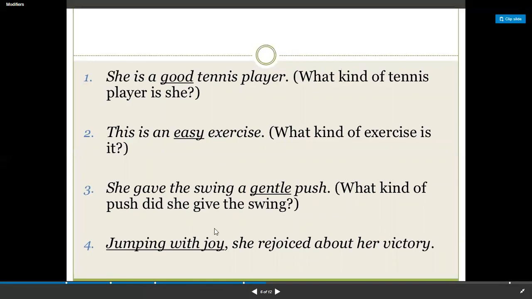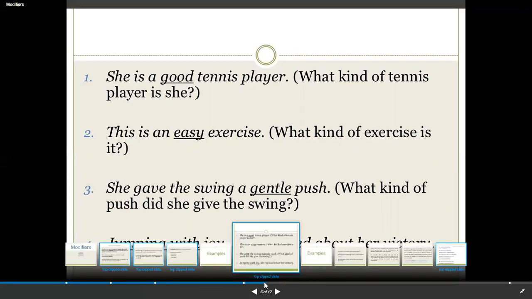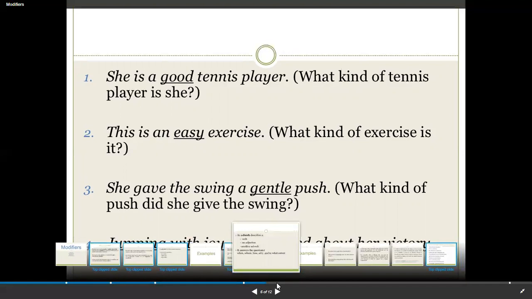See, for example, we have a couple of sentences here. She's a good tennis player. What kind of a tennis player is she? Well, the answer to this question is very simple. The adjective playing the role of a modifier happens to be the adjective good. Again, in all the examples given here, this is an easy exercise. She gave the swing a gentle push. All these words that have been underlined here are obviously adjectives, and these are answers to the questions that we have to ask ourselves. That is, if we ask what kind of an exercise, well, it was an easy exercise.